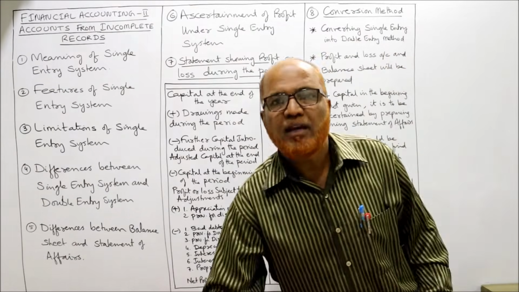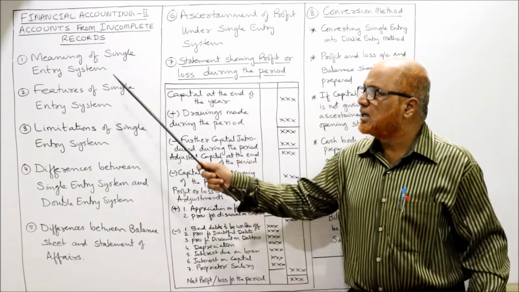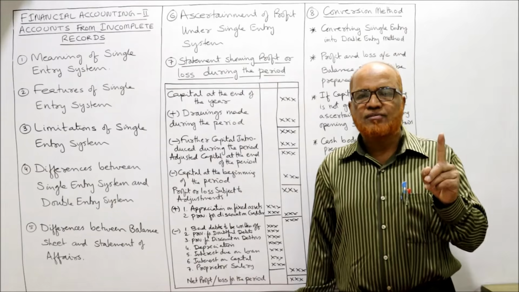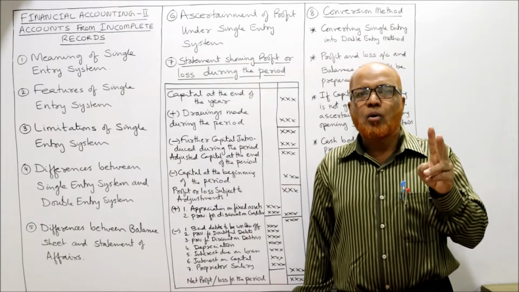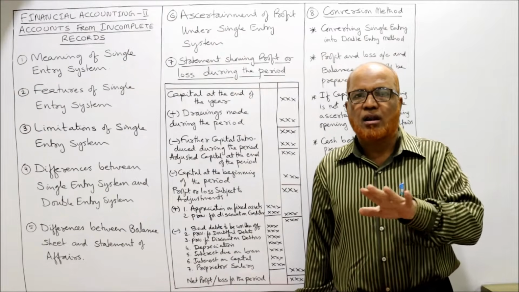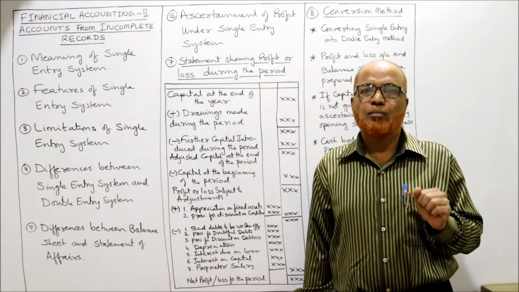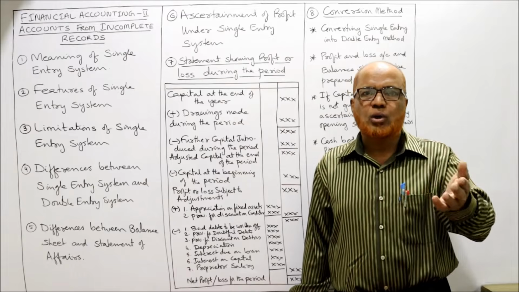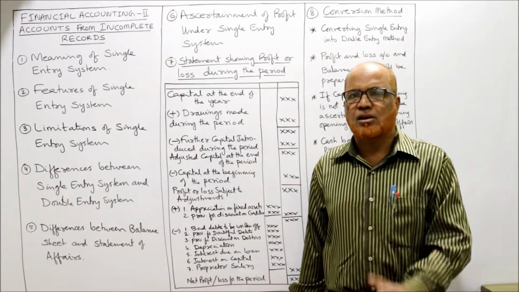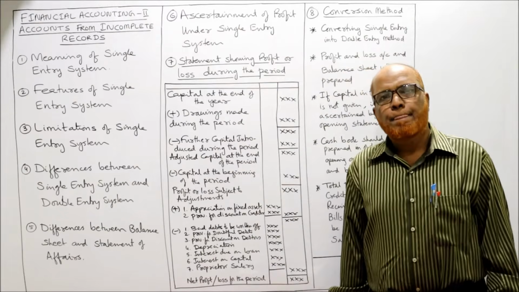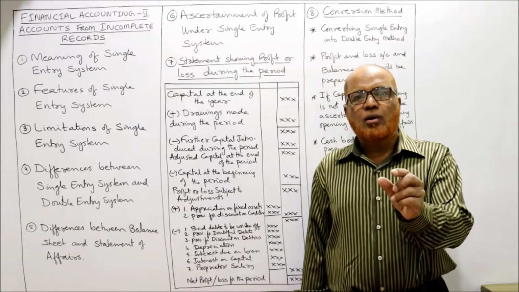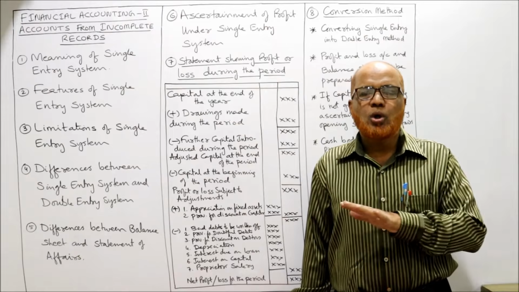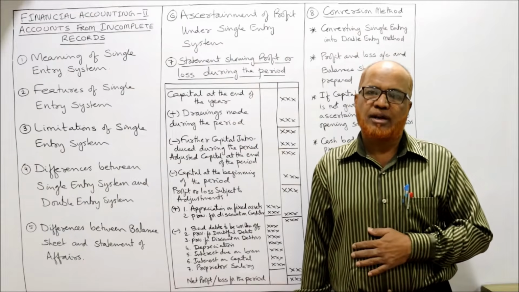So I have explained what single entry is, right? Now I am explaining the features of single entry. The first feature is that both the aspects of the transactions are not recorded. What comes in and what goes out, both are not recorded, only one is recorded. Second, only the personal accounts of suppliers and customers and the cash book are maintained. No nominal accounts, no real accounts are maintained.